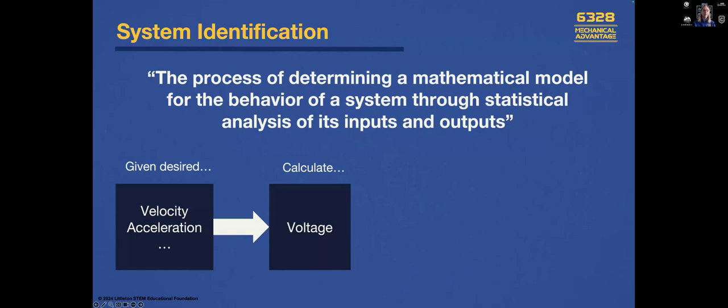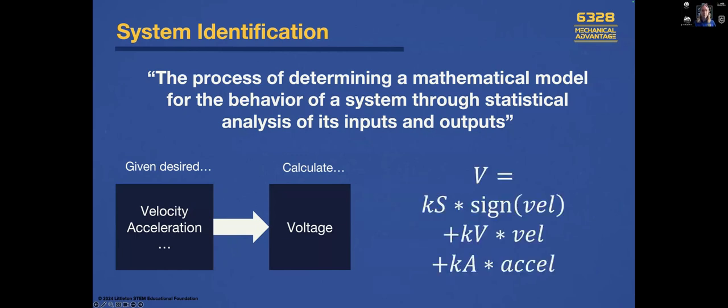This is called a feed-forward model. We said that's a mathematical model. Here's a simple example. This is converting a velocity and acceleration into a voltage. And there are 3 gains, Ks, Kv, and Ka. Ks is constant. It only depends on the direction of the velocity. This is accounting for static friction. Kv converts velocity to voltage, and then Ka converts acceleration to voltage. The WPILib docs go into more detail about why this works if you're curious.